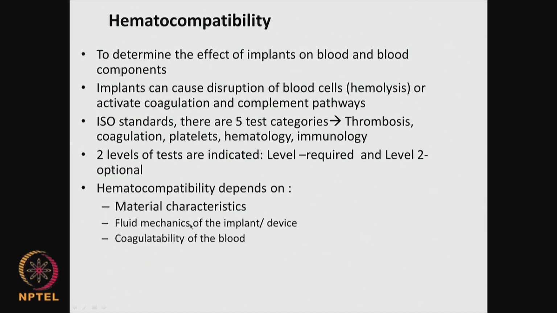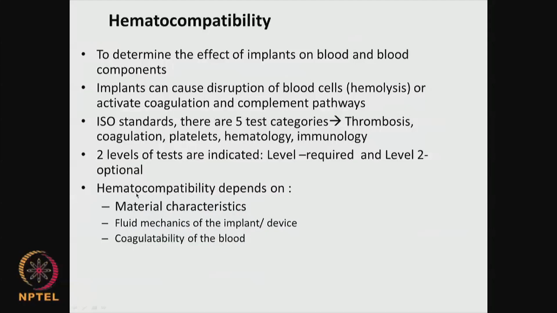Again, hemocompatibility depends on the material characteristics, fluid mechanics of the implant device, and coagulability of the blood. So, if somebody is having a cardiovascular problem and he or she is given blood thinners like warfarin or even aspirin, the coagulation does not happen so easily, whereas in a normal person the coagulation may happen easily. So, hemocompatibility also depends on that.